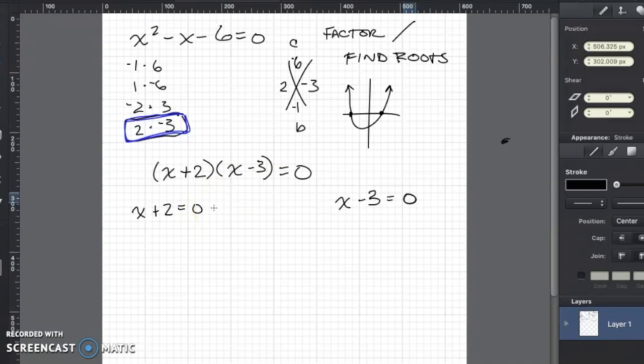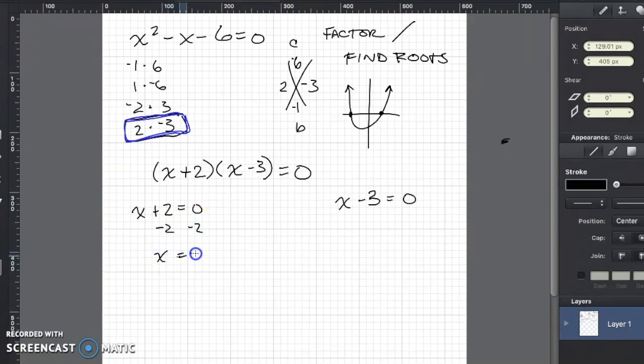So I know this side's going to be a -2, right? If I plug in -2 into here, that'll be -2 plus 2, that's a 0. 0 times anything, doesn't matter what's over here, is going to be a 0. So that works out. And I could probably figure out this one too, but we'll do the math here. So again, -2 from both sides. X is equal to -2. Okay, that's one of my answers. Add 3 to both sides. X is equal to 3.